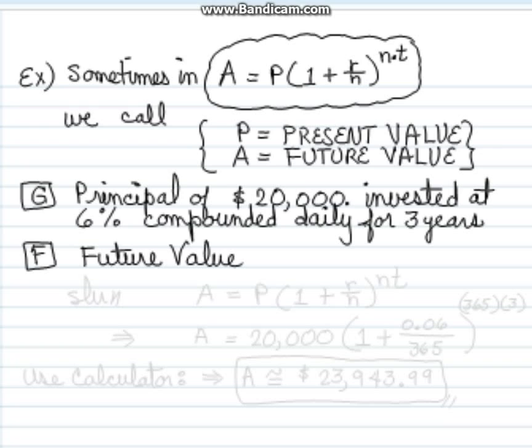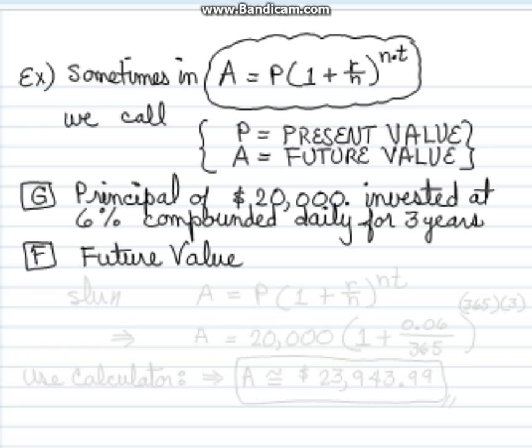If you're given the principal amount of $20,000 invested at a 6% account compounded daily, every day, for 3 years, you're asked to find the future value of this account. So in other words, when P is equal to 20,000, we're going to find the future value A.